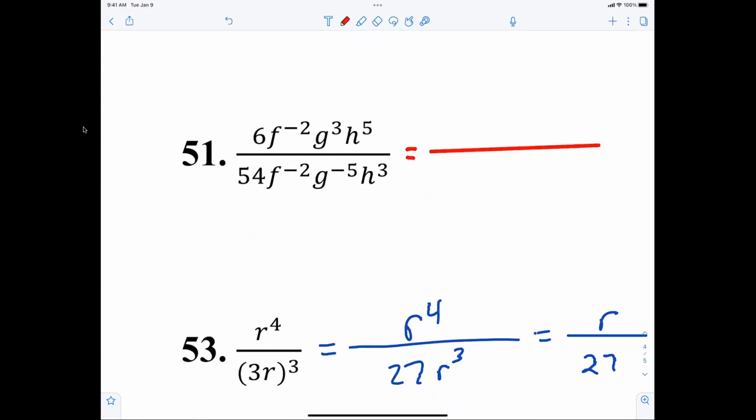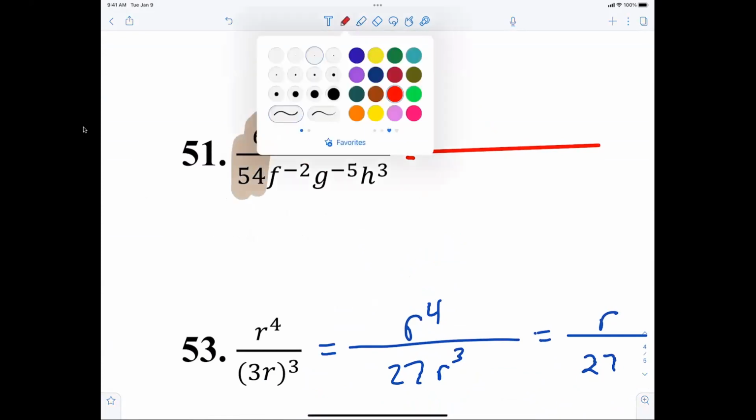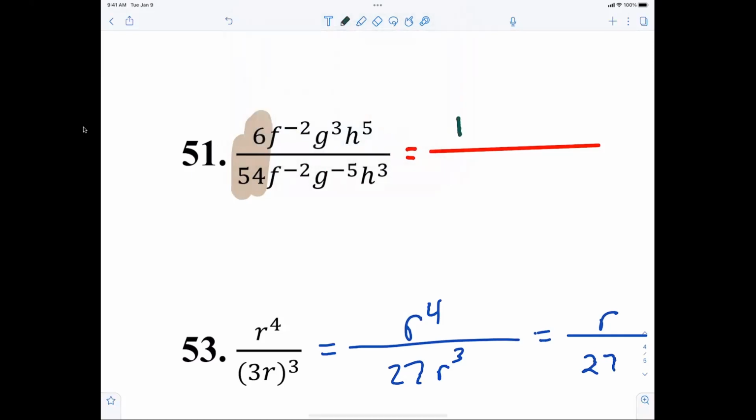All right, tell me about 6/54. What does that reduce to? 1/9. What happens to the F's? They do cancel because they're both the same. You could both move them, right? And then they would just cancel. Does everybody agree with me? F -2, F -2, cancel.